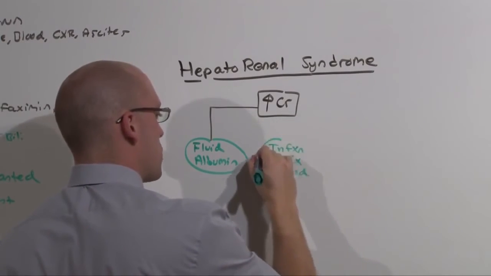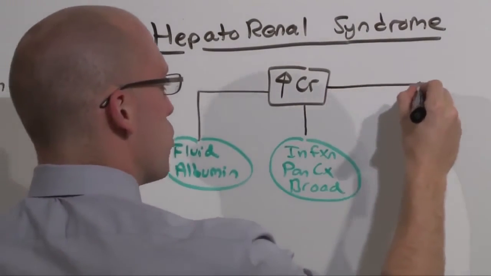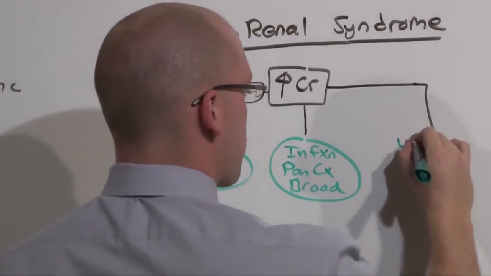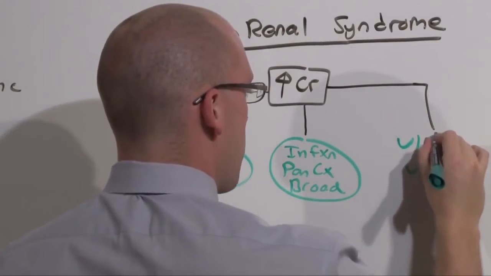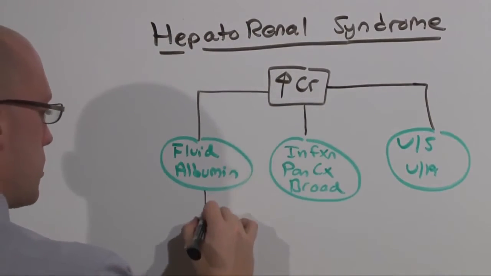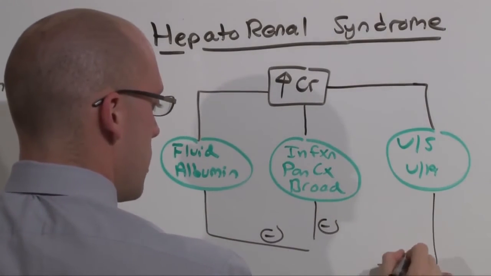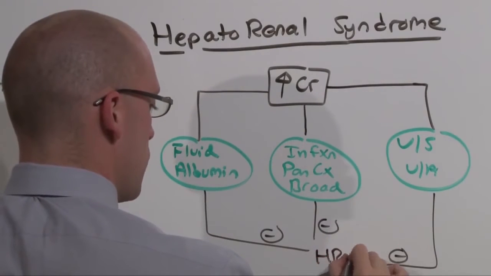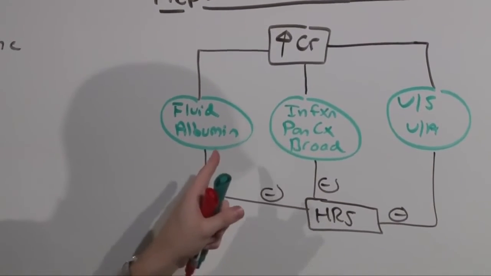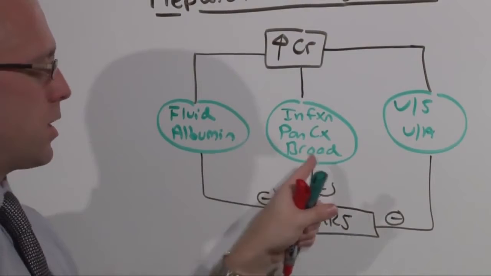When your cultures come back, you use more targeted therapy. You're also trying to rule out another cause of renal failure, so you get an ultrasound and a urinalysis. When you've done all of this and it has not shown anything, then the diagnosis of hepatorenal syndrome is made. As you can tell, you've already treated everything else.